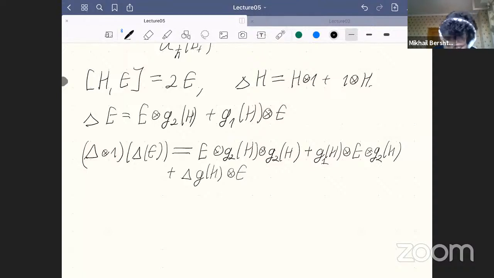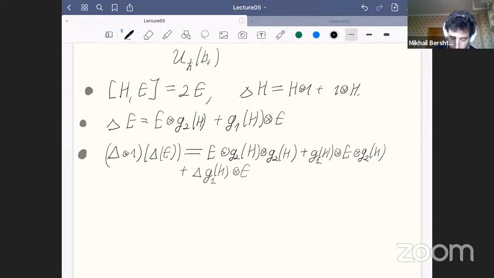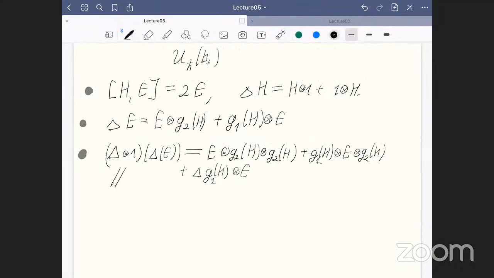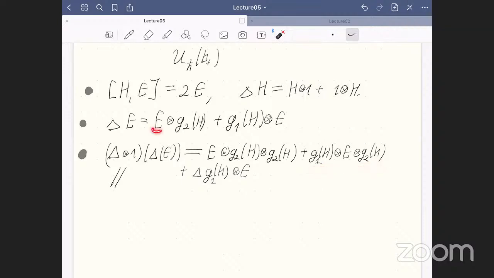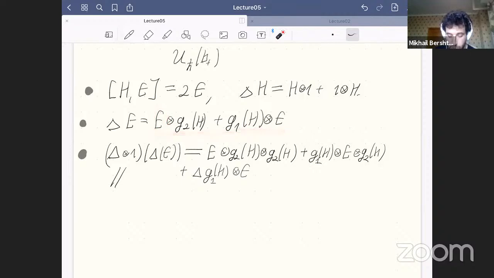Here delta is applied to G1. Now, can you repeat why do we have a second term in this sum? This term: I apply delta to this E. Delta of E is this formula. Right.